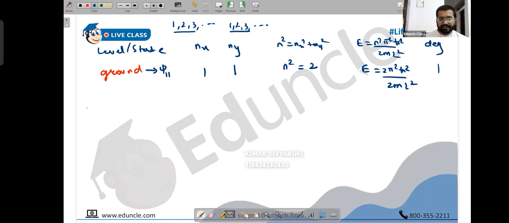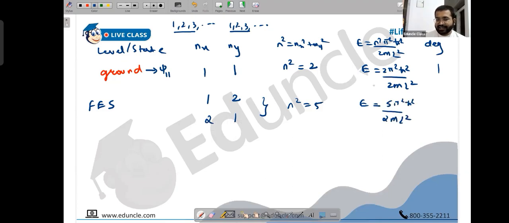Next, let's talk about the first excited state. Okay, the next combination is 1, 2 or 2, 1, but both of them will give you the same answer if you realize, because 1 square plus 2 square is 5, and 2 square plus 1 square is also 5. So for both of them, n square is 5. Okay, and energy becomes what? Energy becomes 5 pi square h bar square upon 2 m l square. Energy has increased from 2 to 5. See, if n square increases, energy will increase. Simple. If n square increases in ascending order, energy will also increase in ascending order.